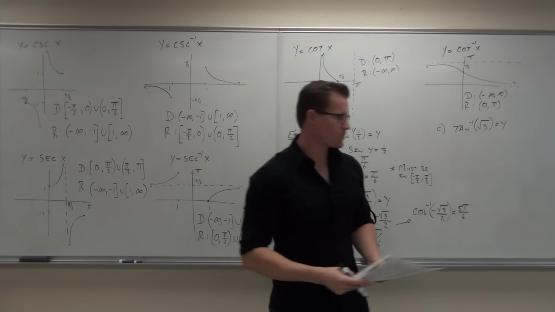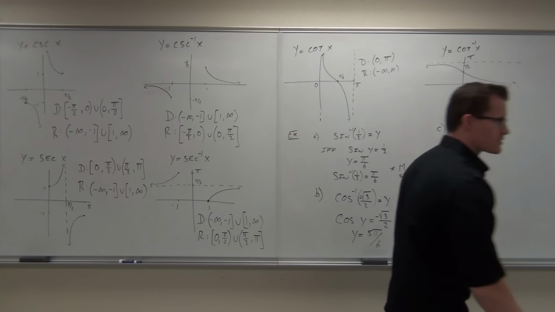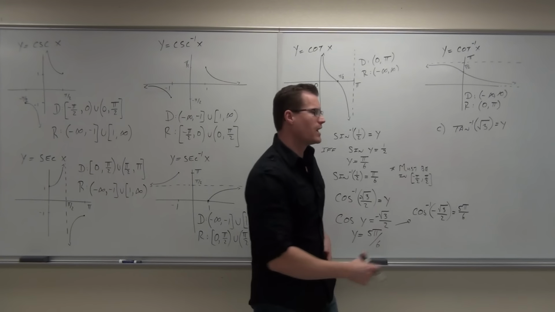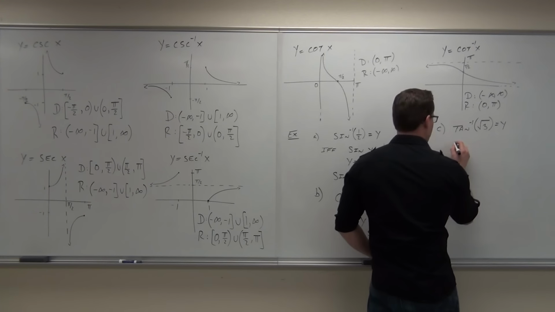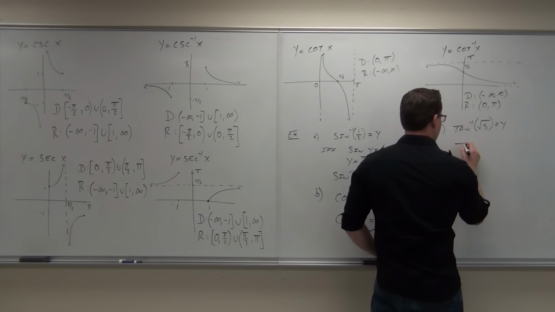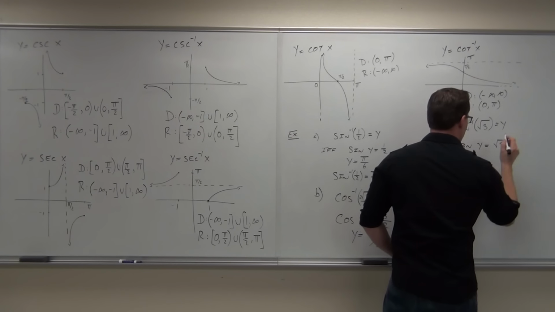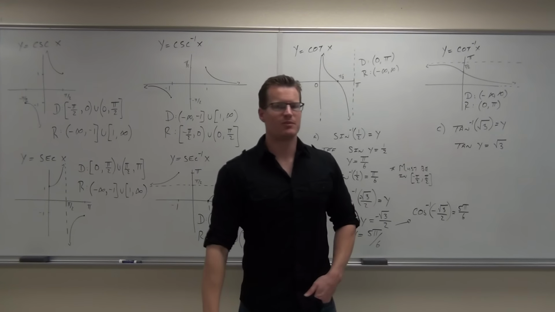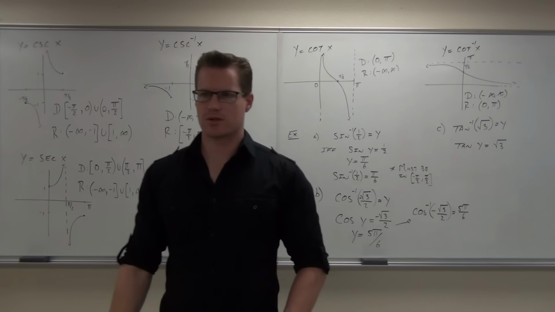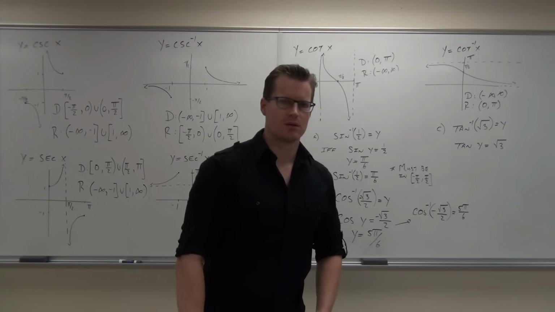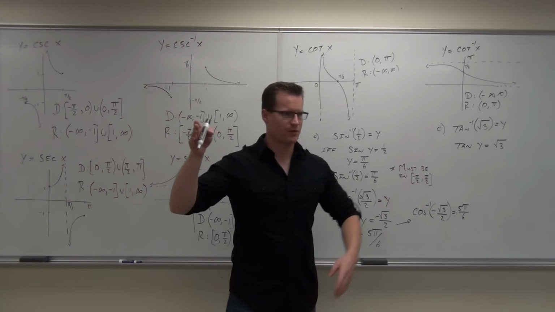Okay, tan inverse square root 3 equals y. This happens if and only if tan y equals the square root of 3. Can you please give me the restricted domain of our tangent? Negative pi over 2 to pi over 2. Very good. Restricted domain is negative pi over 2 to pi over 2.